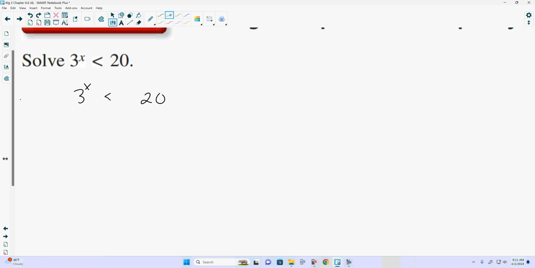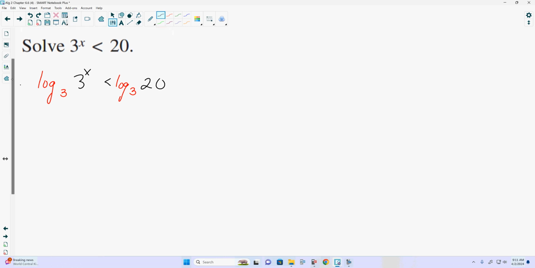Now when we had it as an equation, 3 to the x is equal to 20, to get the x out of the exponent, we would apply log base 3 to both sides. And the same thing's true with our inequalities. On the left side, log base 3 of 3 to the x would reduce to x. And it's telling us it's less than log base 3 of 20.